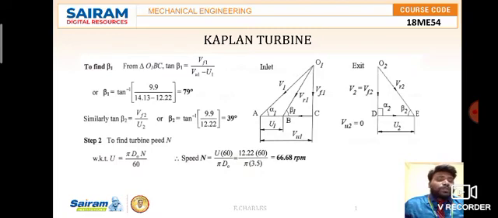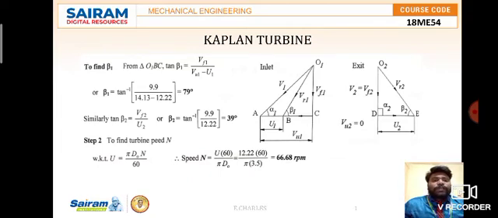For the exit triangle, as usual, we can draw the right angle triangle, where alpha 2 is equal to 90 degrees and Vw2 is equal to 0. With that, both triangles we can draw. Now the aim is to find beta 1 and beta 2. From the triangle, tan beta 1 is equal to Vf1 by (Vw1 minus U1). So beta 1 is equal to 79 degrees. In the same way, tan beta 2 is equal to Vf2 by U2, so beta 2 is equal to tan inverse of 9.9 divided by 12.22, that is 39 degrees.